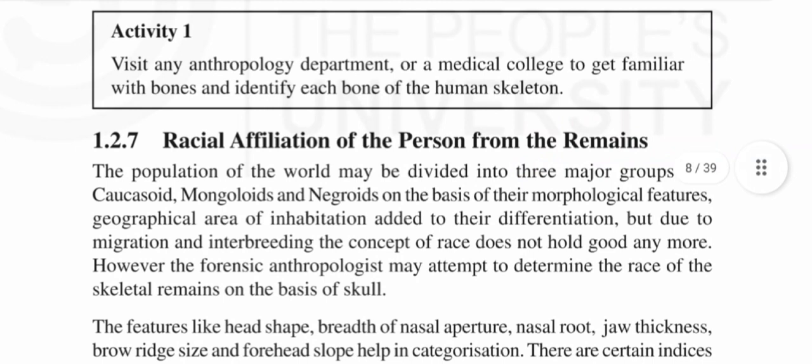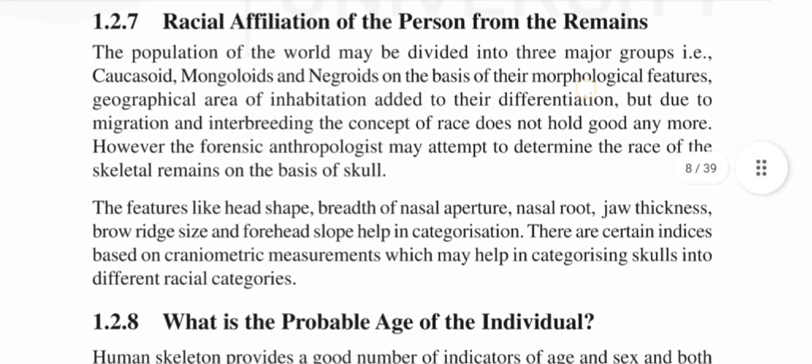Activity 1. Visit an anthropology department or a medical college to get familiar with bones and identify each bone of the human skeleton. Racial affiliation of the person from the remains.